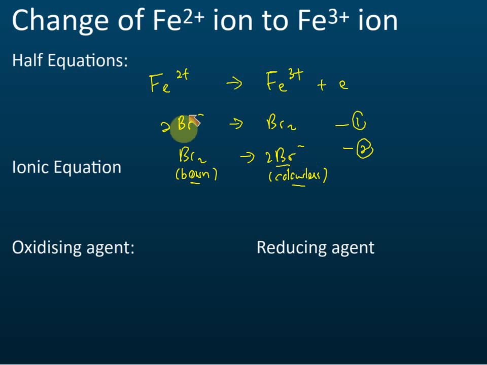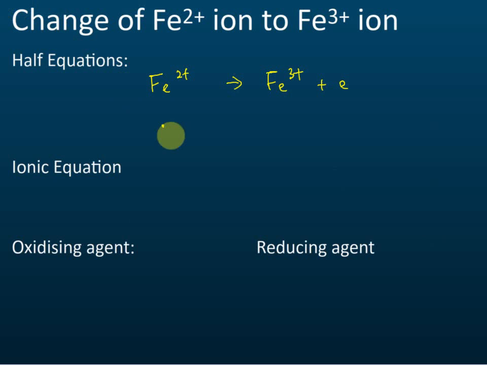If it's from bromide to bromine, this can happen in redox reactions. But then the change of the color should be colorless to brown. But in this experiment, it's from brown to colorless. So therefore, it's the second one. Let's erase the first. Bromine to bromide.